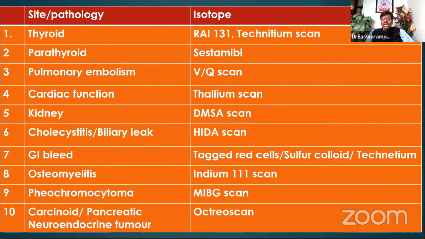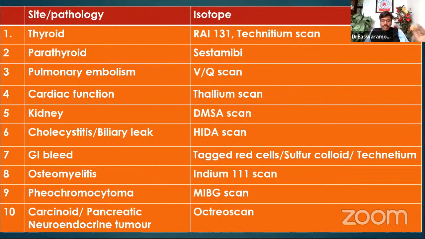Pulmonary embolism, ventilation perfusion scan, VQ scan. Cardiac function, thallium scan. Renal function, especially I want to know which kidney is functioning, is it right kidney, left kidney in a bilateral hydronephrosis, DMSA scan. A biliary leak or a cholecystitis, HIDA scan, but HIDA scan is seldom done nowadays. GI bleed, tagged red cells, look for extravasation.